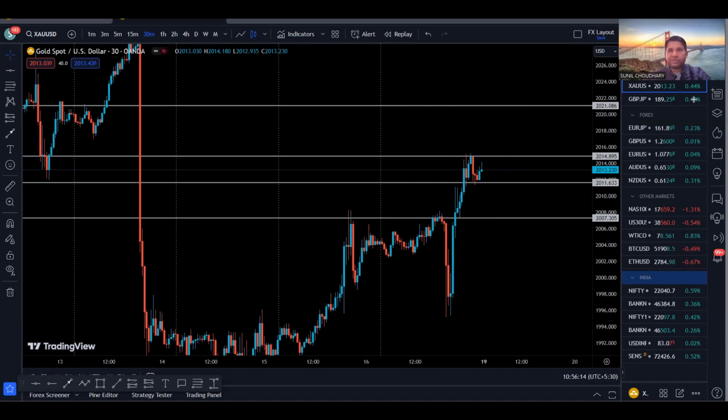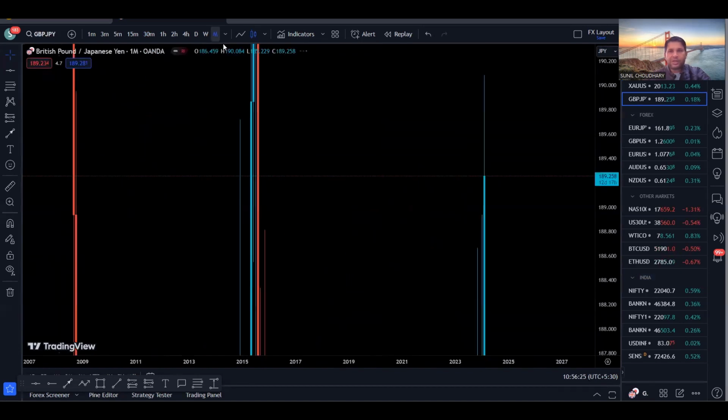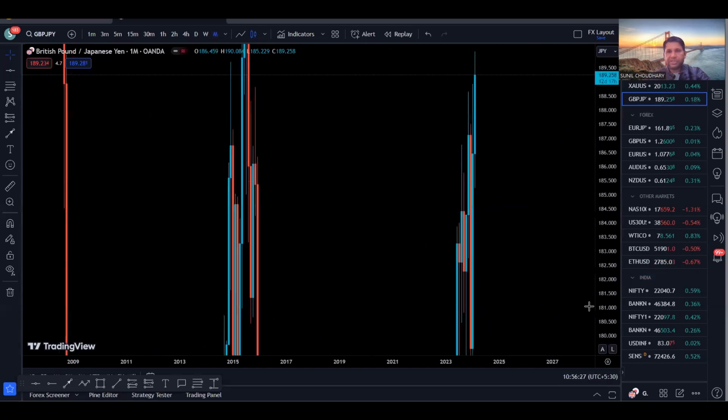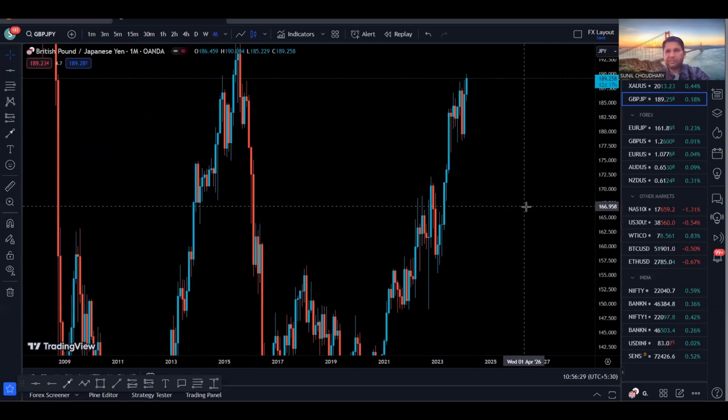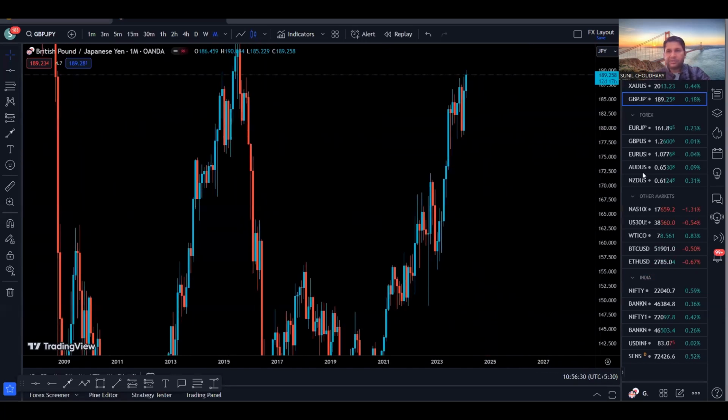So now let's go to our second pair, which is GJ. GJ, again, we are going to start with the monthly time frame. On the monthly time frame, we can see that the price is very much bullish because we are making higher highs and higher lows. The price created a high. So price can continue going to the upside, or we can come down to make a pullback and find support and continue this bullish momentum on the monthly time frame.